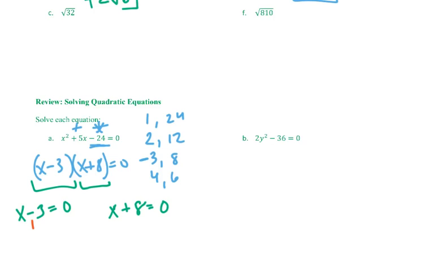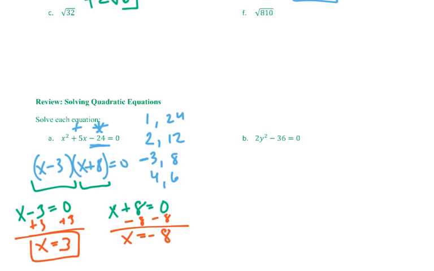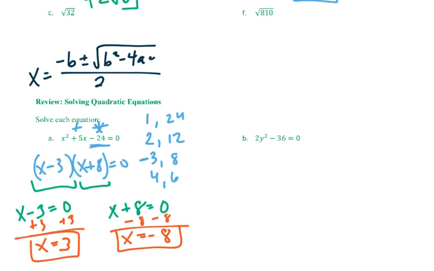And then we solve, and we get x equals 3 as one zero, and then we get x equals negative 8 as the other zero. So this is how we solve quadratic equations. We could also use the quadratic formula, which is x equals negative b plus or minus the square root of b squared minus 4ac, all over 2a.